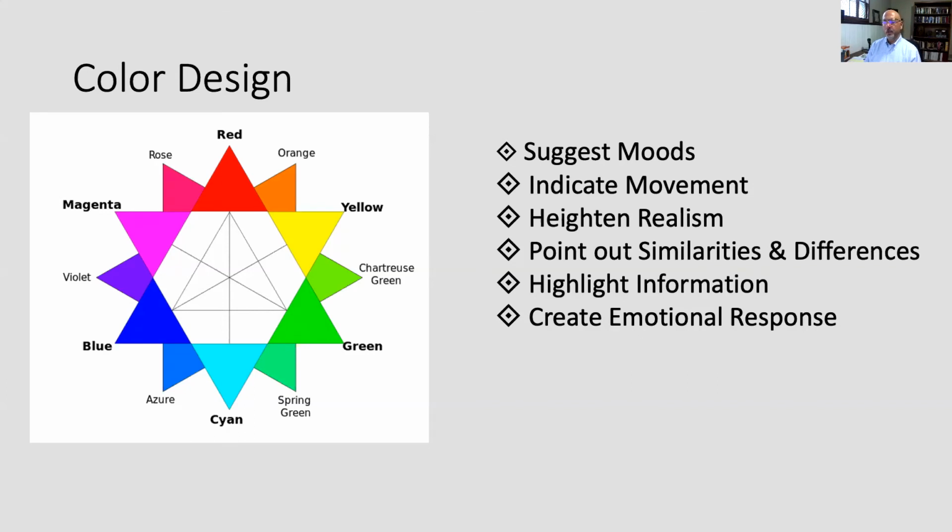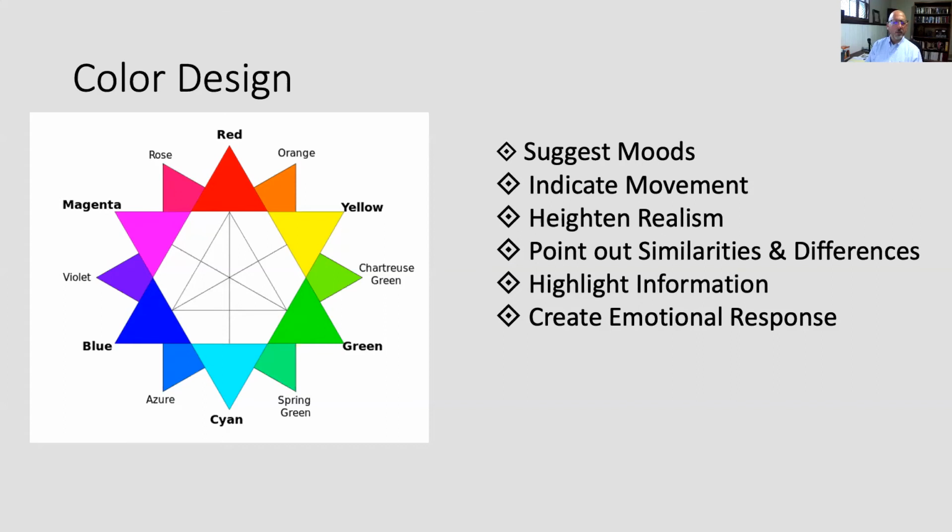Blues, for instance, are melancholy types of feelings. Yellows and reds, oranges, those are a little bit more bright, sunny, and happy colors, and so forth. Colors can also indicate movement within an image, and they can heighten realism. Colors might also point out some similarities and differences within an image.